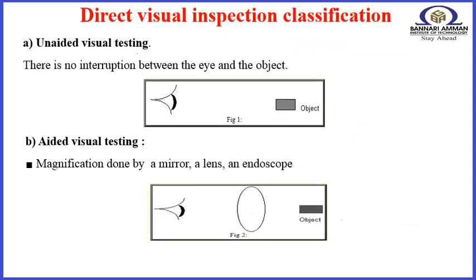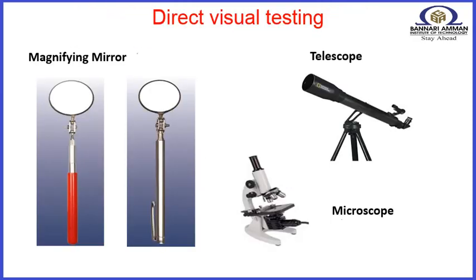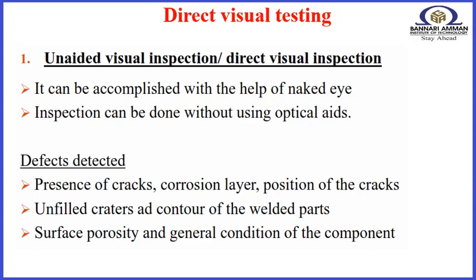Unaided visual testing: there is no interruption between the eye and the object. Aided visual testing: magnification done by a mirror, a lens, an endoscope. Direct visual testing: magnifying mirror, telescope, microscope.